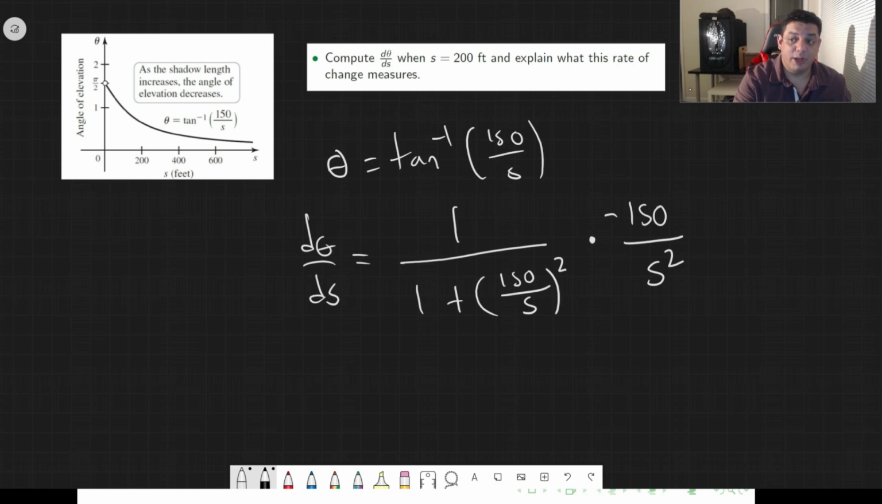If you're wondering how to get that very quickly, remember that 1 over x can be seen as x to the -1. The derivative of that is minus x to the -2, which is equivalent to 1 over x squared with a minus sign, and then multiply by 150.